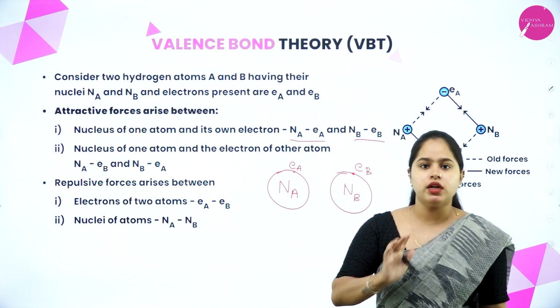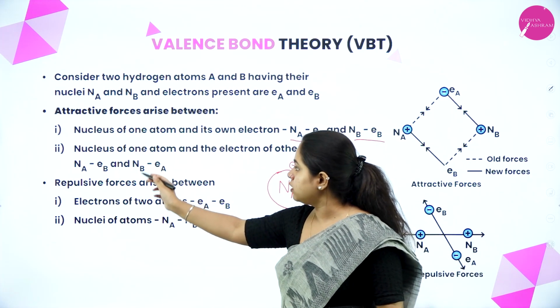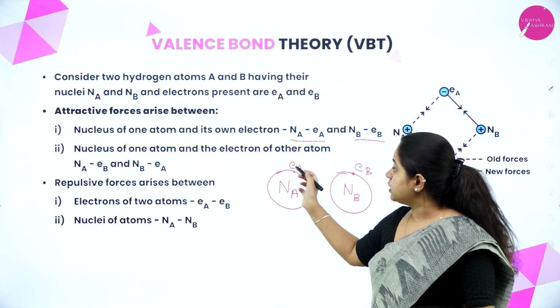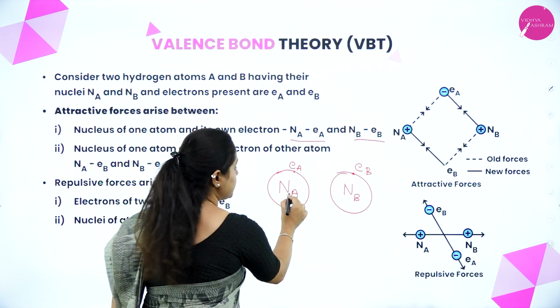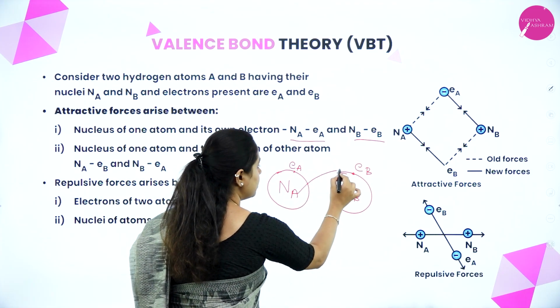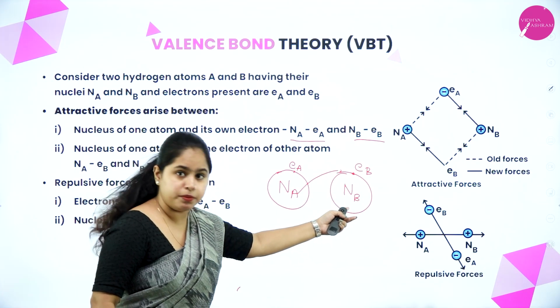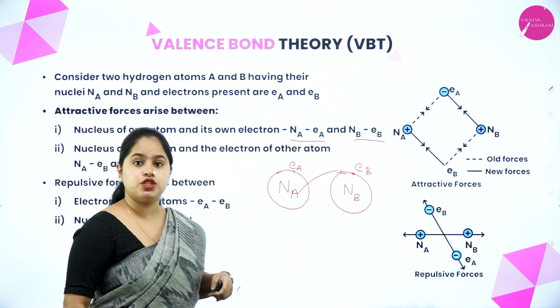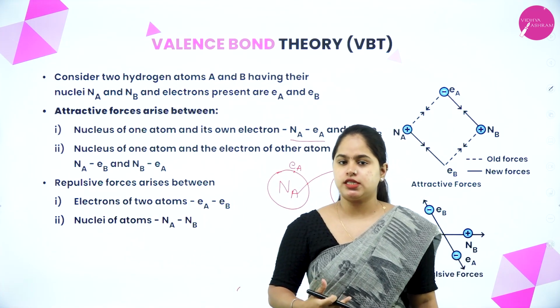Now, there is one more attractive force that is possible when these two atoms are coming together: the nucleus of one atom and the electron of the other atom. When they are coming close together, the nucleus of atom A attracts the electron of atom B, and the nucleus of atom B attracts the electron of atom A. I hope that is clear. So, these two attractive forces are acting there.